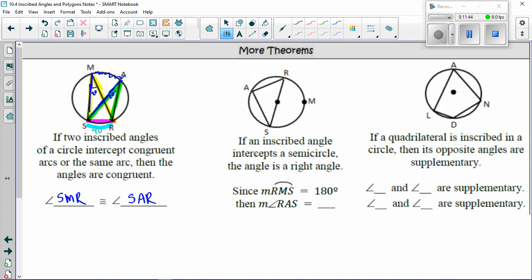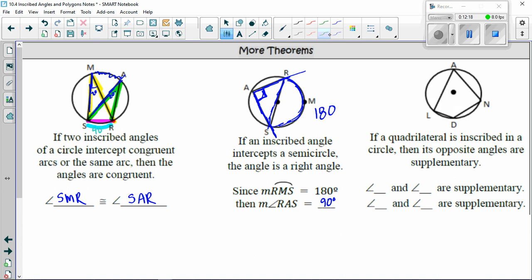Another instance is if an inscribed angle intercepts a semicircle. I think I loaded my two slides backwards, I apologize. So this angle right here is using this arc. Since this is a diameter, I know this is 180 degrees. This angle is inscribed, so it is half of this arc. What's half of 180? It's 90 degrees. So this is a 90-degree angle.